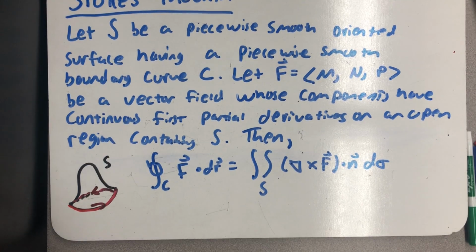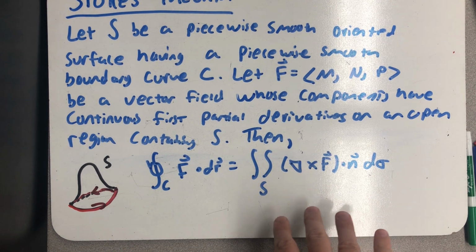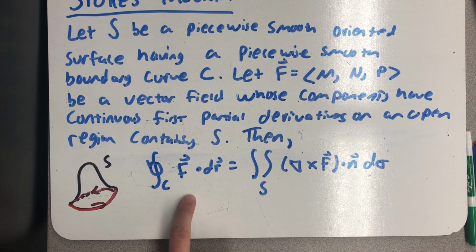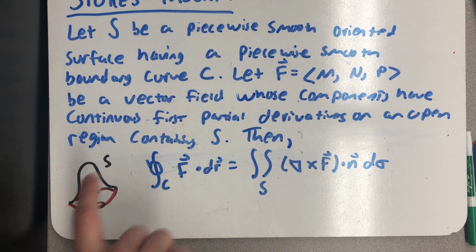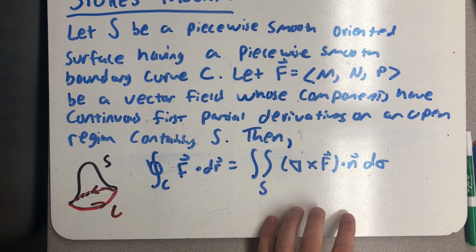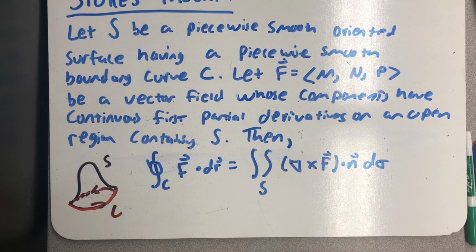All right, F is a vector field, M, N, and P, whose components have continuous first partial derivatives, which means I can actually calculate the curl, on an open region containing S. Then, the double integral over S of curl F dot n d sigma is equal to the circulation around C. And this is the big deal. One way to think about this is the flux of the curl vector, right? Our little n's are little normal vectors, normal to the surface. Okay, well this is an important relationship.